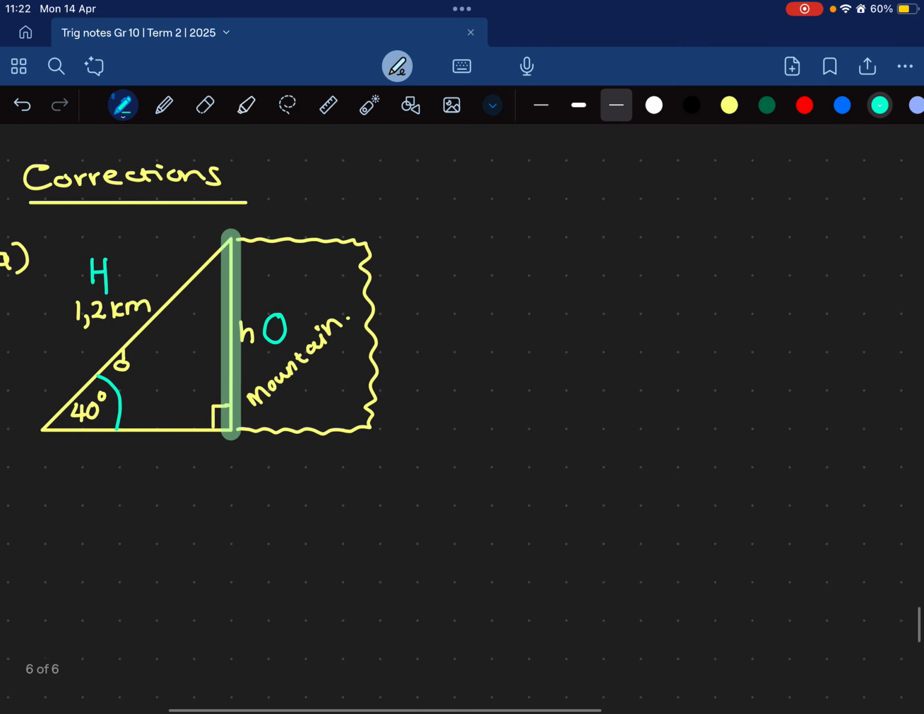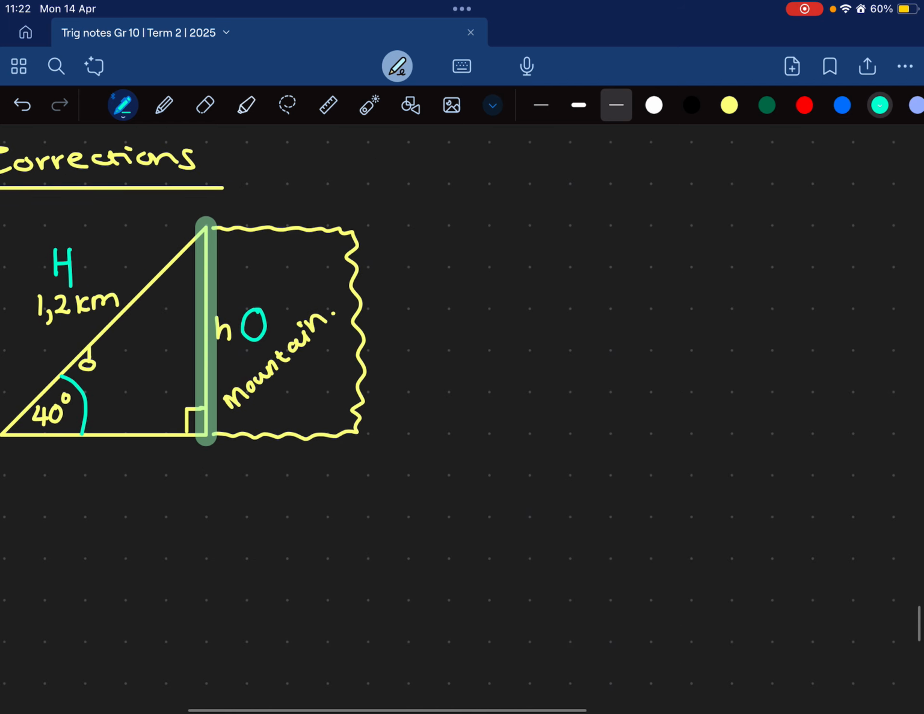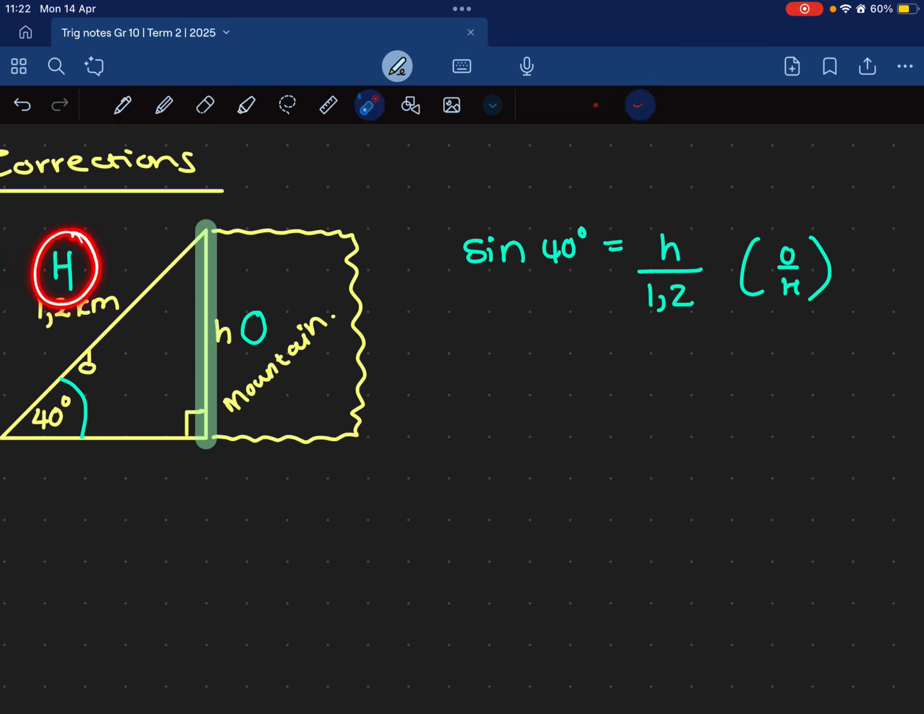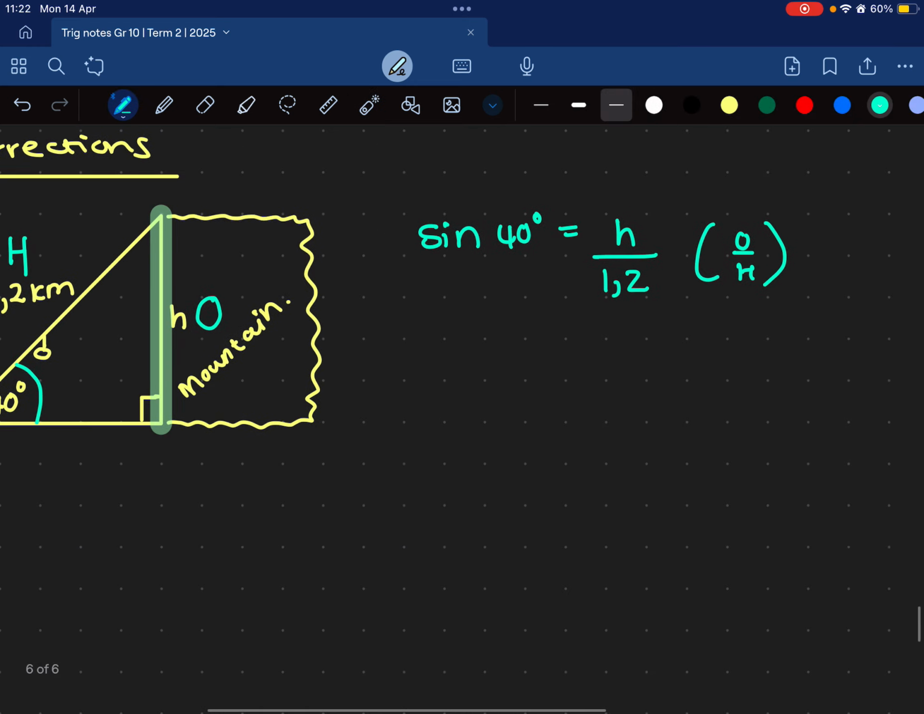Okay, so opposite and hypotenuse has everything to do with sine. So I'm going to say sine of 40 degrees is equal to opposite, which is h, over hypotenuse, which is 1.2. Okay, it's important, don't get confused with this h being hypotenuse and this h being height. They are different, so don't start getting confused now.